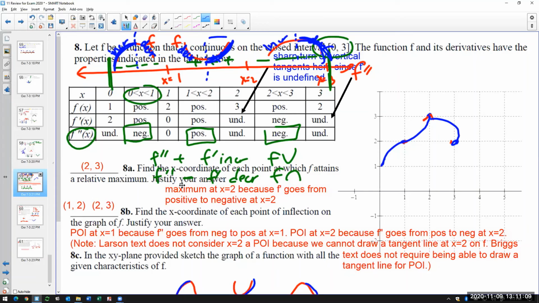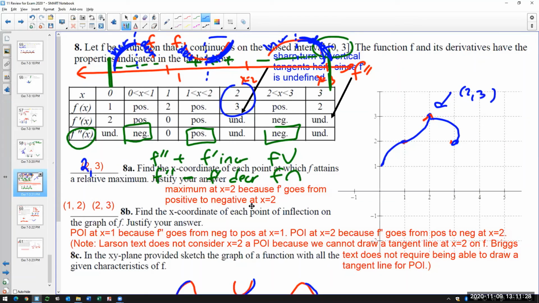Okay, and the first question is, where do I have a relative max? Can you look at this picture and tell me where there's a relative max? Right there, right? And so this is going to be 2, and it turns out I know what the exact point is because they gave me x's and y's here, 2, 3.